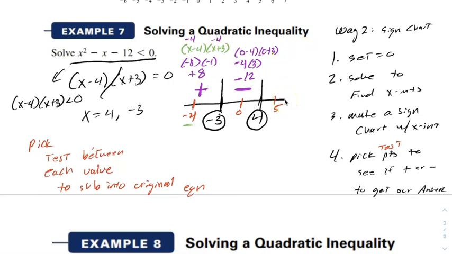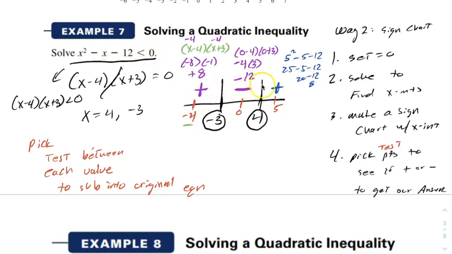Same thing with 5. You could plug 5 into the original if you want to, or into the factored form. I haven't plugged into the original, so I'm going to plug into the original just to show you. So I get 5 squared minus 5 minus 12. So I get 25 minus 5 minus 12. 20 minus 12 is 8. So I get a positive number.